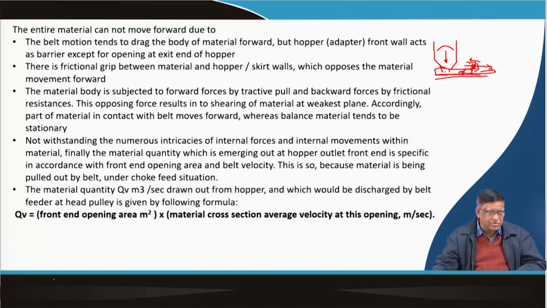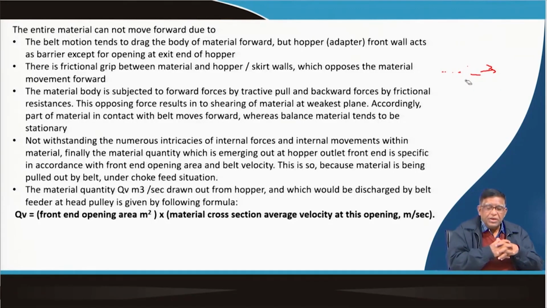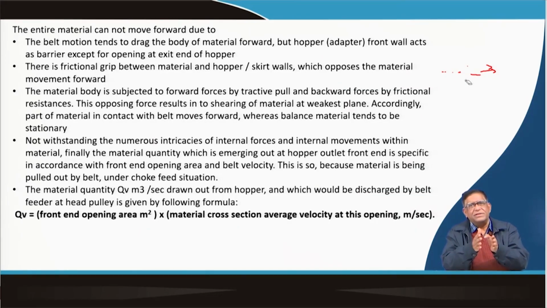That is a thing to be noted, and when we are designing a system, we will have to see under what condition it gives the best way of moving the material out. The material body is subjected to forward forces by tractive pull and backward forces by frictional resistances. In our belt conveyor class, we discussed how these forces come about. Ultimately, how much quantity goes out on the conveyor belt from the feeder depends on the area of the front opening through which the material goes out, and the velocity of the conveyor belt imparted to the material.